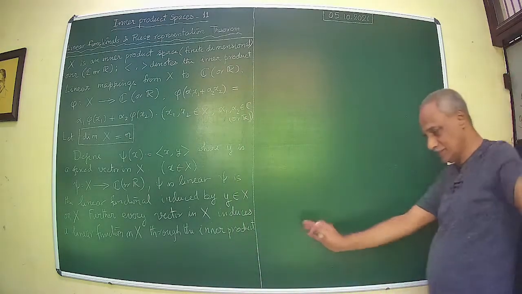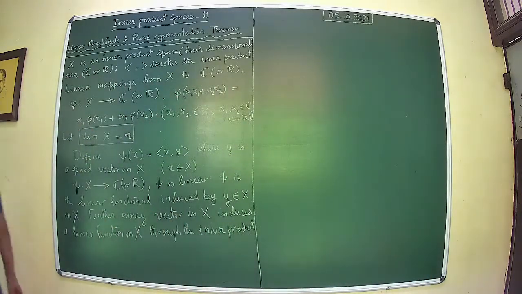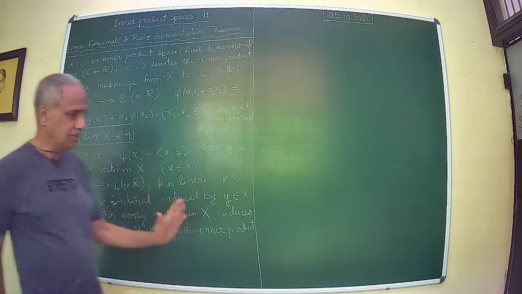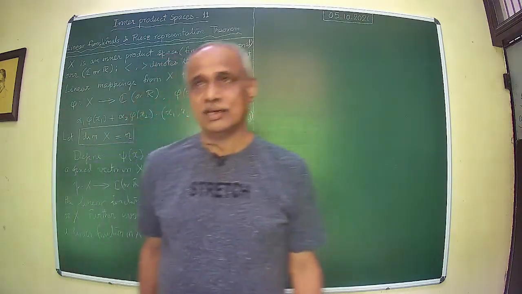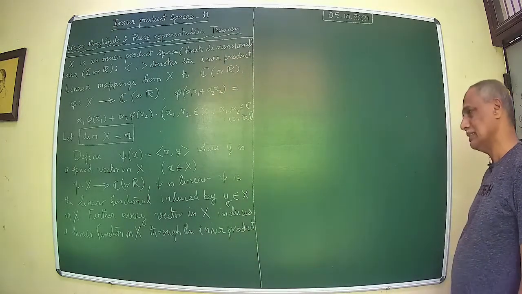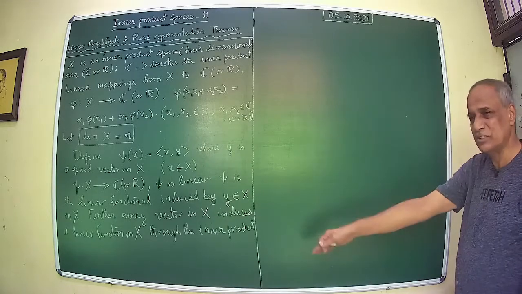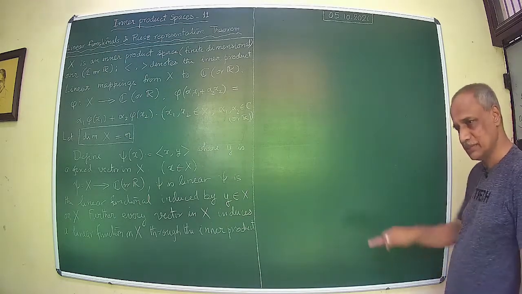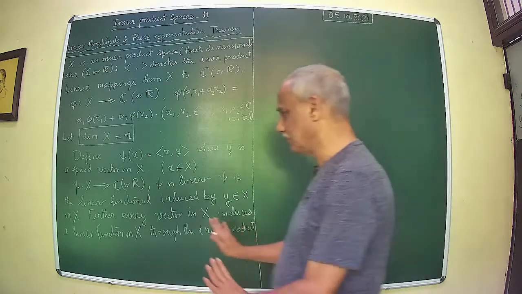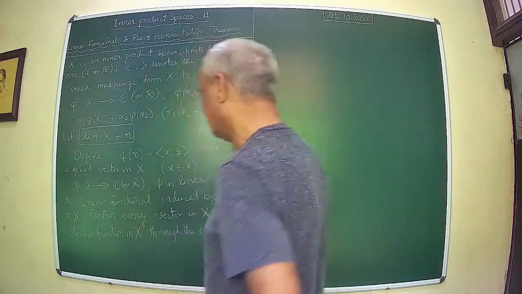So what we have is every vector induces a linear functional on the inner product space through the inner product. Because many of these statements are true for infinite dimensional spaces with some caution, but we will stick to finite dimensional spaces as far as this discussion goes.